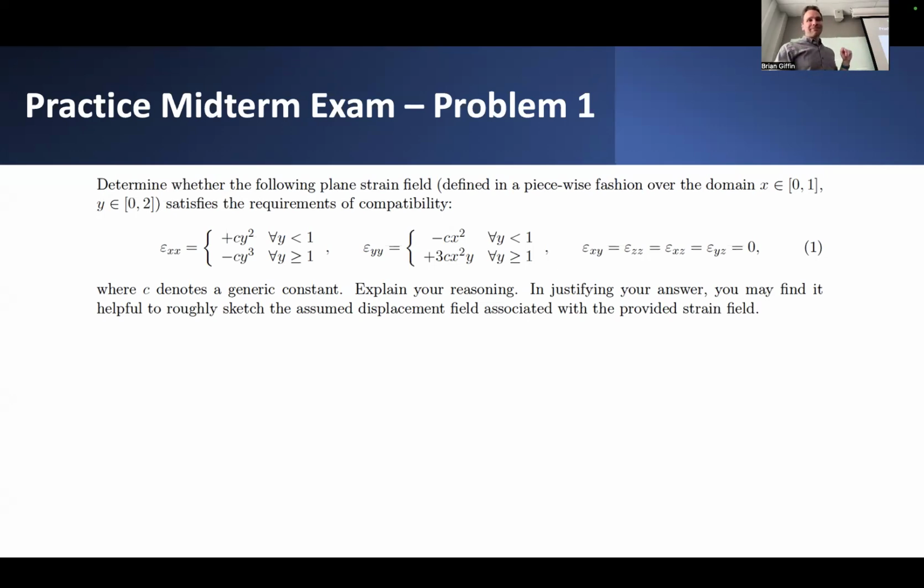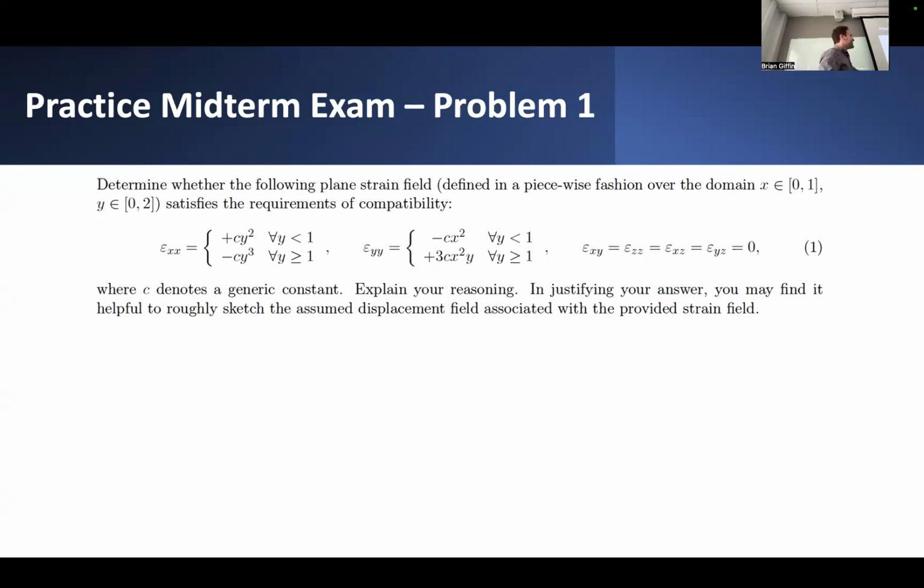I'll read it out to you. All right, so the question asks, determine whether the following plane strain field defined in a piecewise fashion over the domain X ranging from 0 to 1 and Y ranging from 0 to 2, determine whether this plane strain field satisfies the requirements of compatibility.